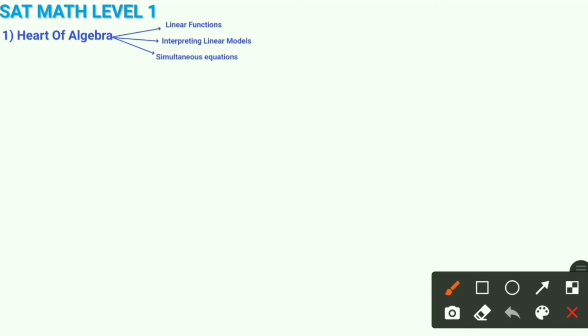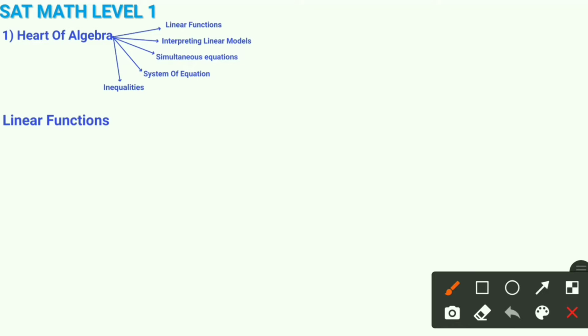Okay, so these are the topics that we're going to cover in Part 1, Heart of Algebra. So what are the topics? Topic 1 is linear functions, then interpreting linear models, then simultaneous equations, systems of equations, and inequalities. So these topics are also available in the O-level Math syllabus as well.